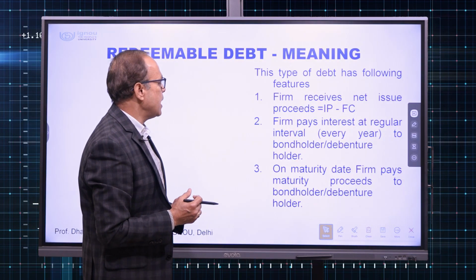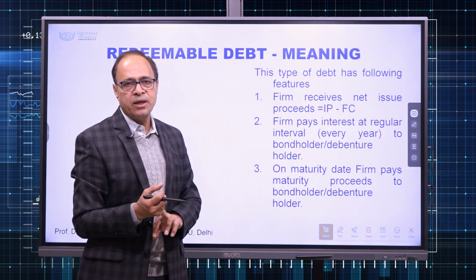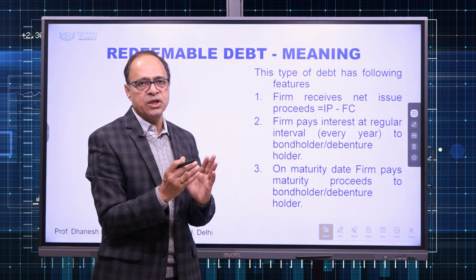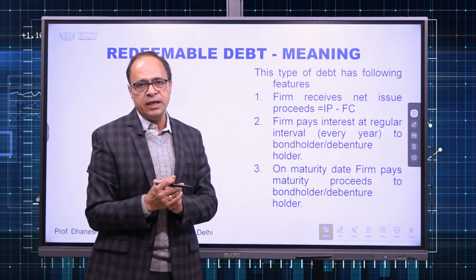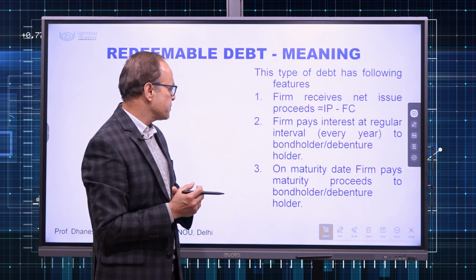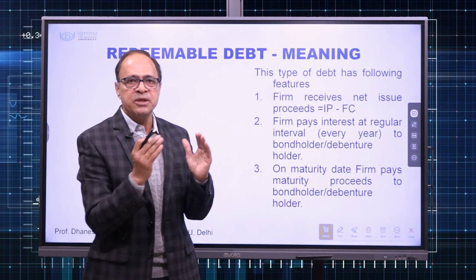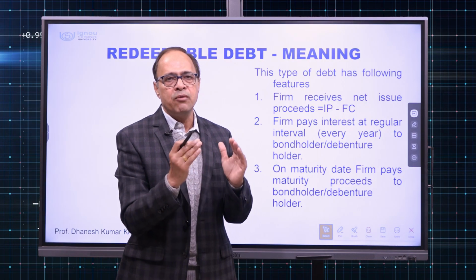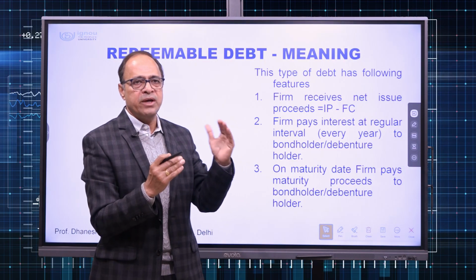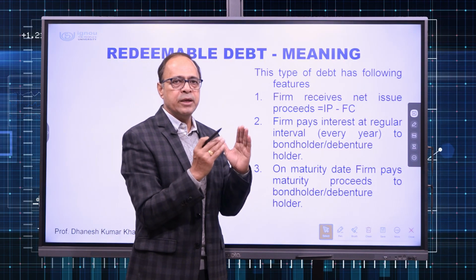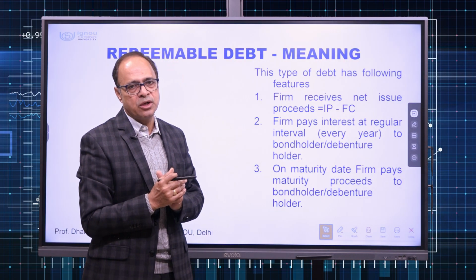Redeemable debt. This type of debt has the following features. The firm receives net issue proceeds, that is issue price minus flotation cost. The firm pays interest at regular intervals, generally every year till the maturity period. And on the maturity date, the firm pays back at least the principal amount or the par value. However, there may be a provision to redeem the debentures at a premium. Now, whether it will be redeemed at premium or at par, everything will be specified when the company is issuing the bonds or debentures.